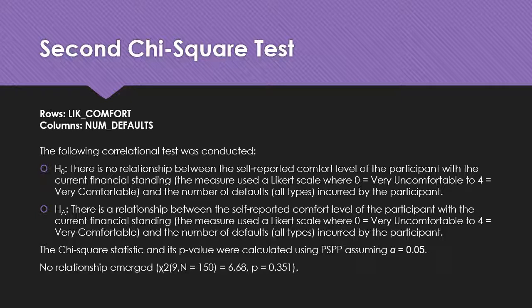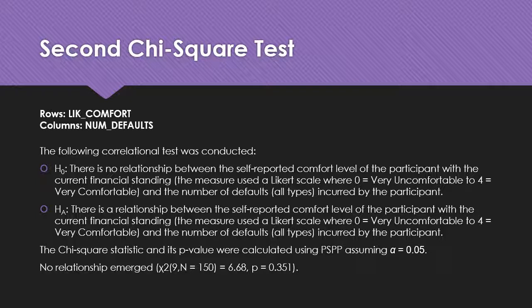The second chi-square test that we conducted is a look at the relationship between lick comfort and num defaults. Our null hypothesis is that there is no relationship between the self-reported comfort level of the participant with the current financial standing, and this was measured using a Likert scale, and the number of defaults incurred by the participant. The alternative hypothesis, therefore, is that there is a relationship between the self-reported comfort level and the number of defaults incurred by the participant.